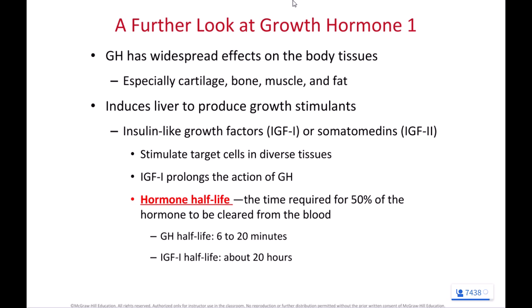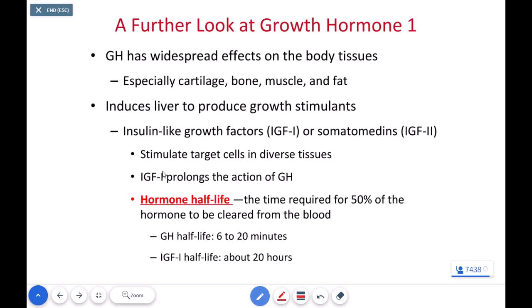Now, here's a new term that we need to camp on for a little bit here. Hormonal half-life. This is a key term, particularly if you take any kind of pharmacology classes, nursing majors. I believe this is covered in your pharmacology classes, or at least every pharmacology curriculum I've looked at has covered half-lives.